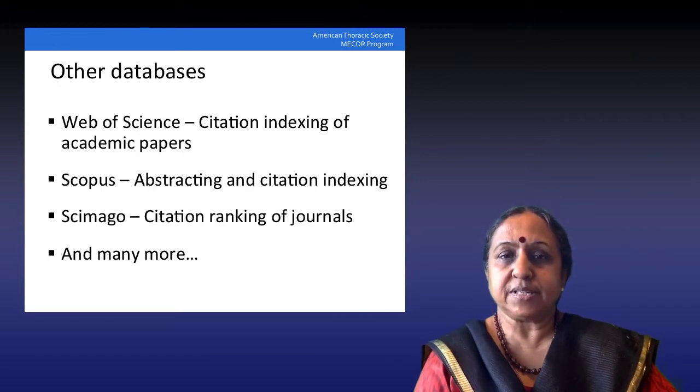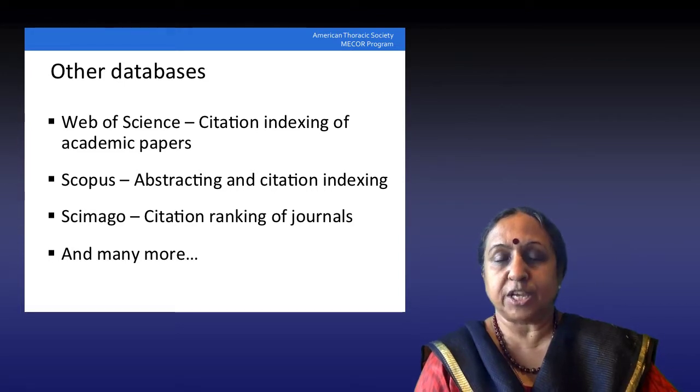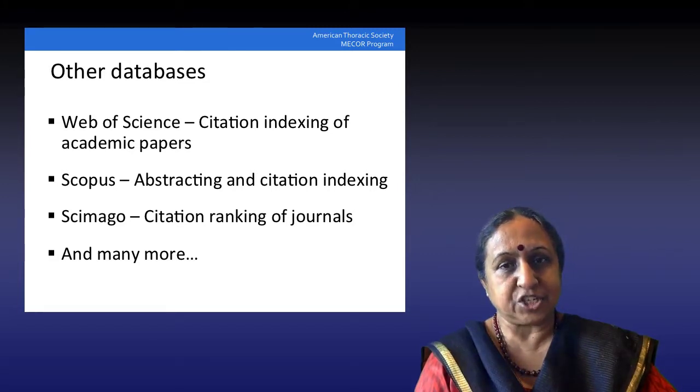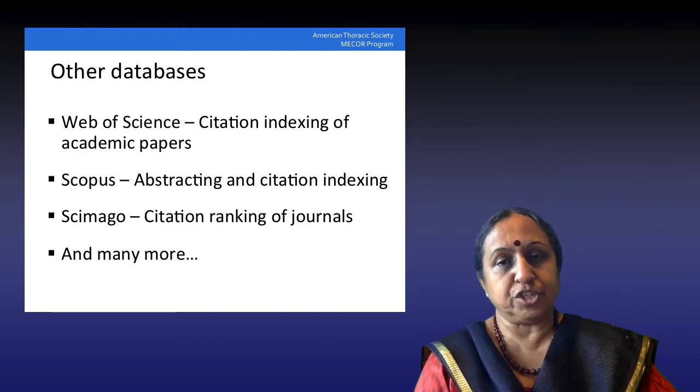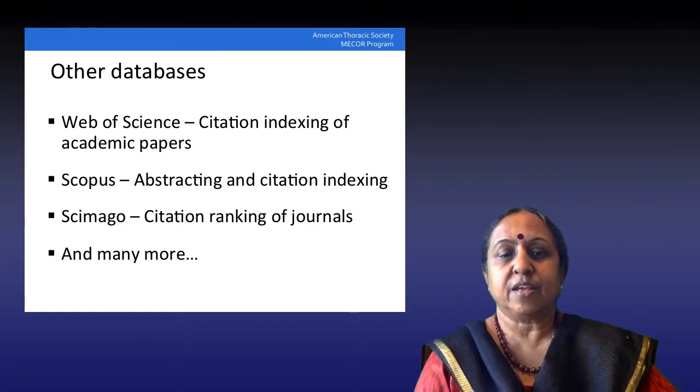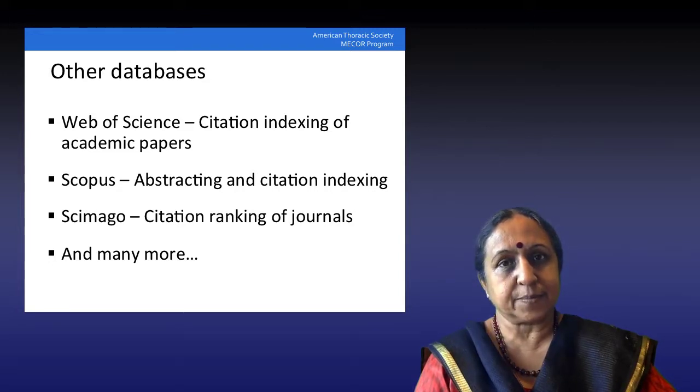Still more databases. There's Web of Science, which is a citation indexing of academic papers. If you have a paper, you can check it out on Web of Science to see who else has cited it. Scopus is an abstracting and citation indexing database. Scimago is a database of the citation ranking of journals, which journal has a lot more citations than another. There are many more such databases, and we just need to understand each of them if we visit their websites.